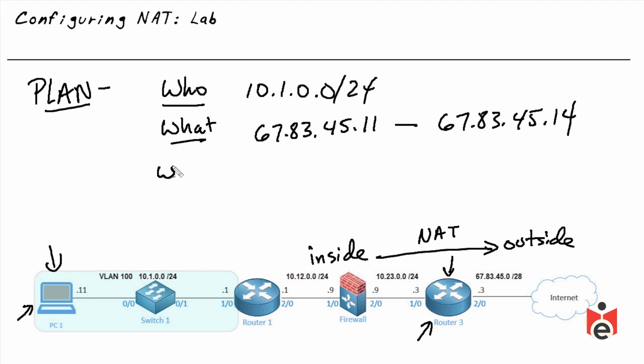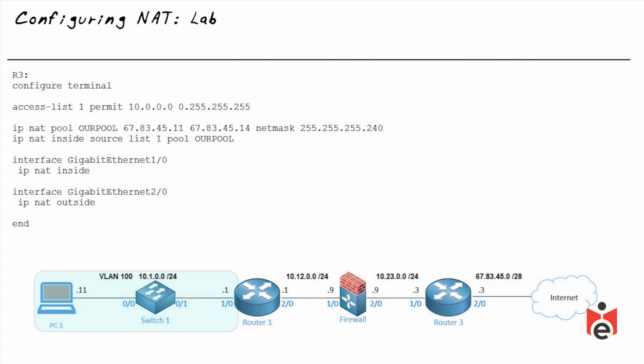And the third question, I suppose, is where? So we'll implement this on R3. We'll also need to train R3 regarding which interfaces are part of the inside network here on the left and which interfaces are on the outside. And here are the commands that we're going to use to implement those instructions here on router 3. We're going to go into configuration mode, and we're going to first answer the question of who with an access control list.